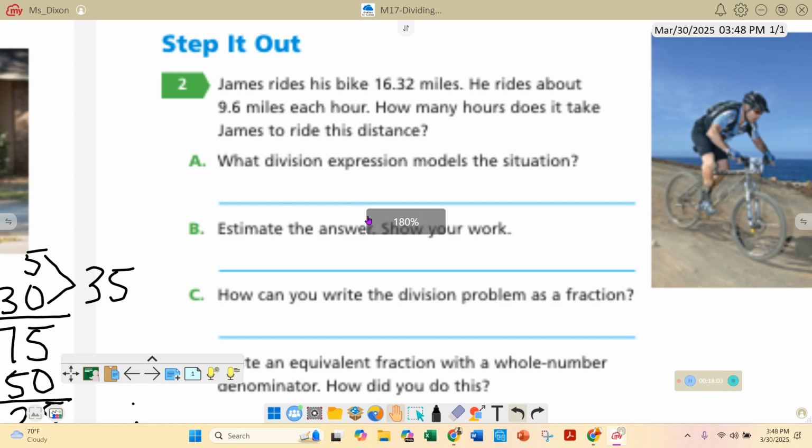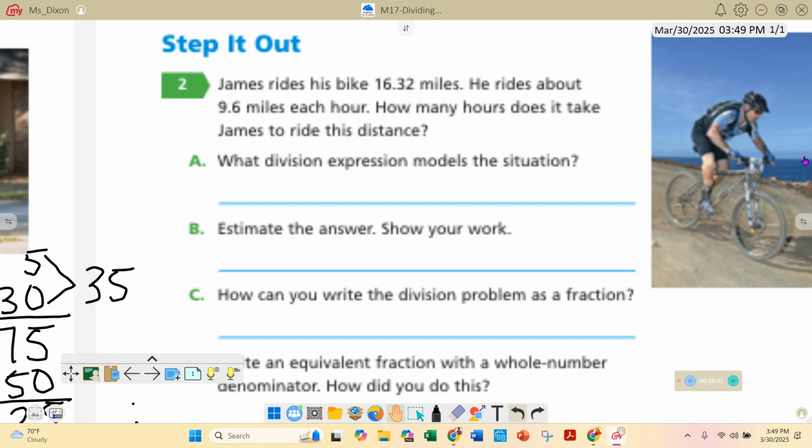All right, let's look at our problem. Question number 2. James rides his bike 16 and 32 hundredths miles. He rides about 9 and 6/10 miles each hour. How many hours does it take James to ride this distance? A says, what division expression models the situation?